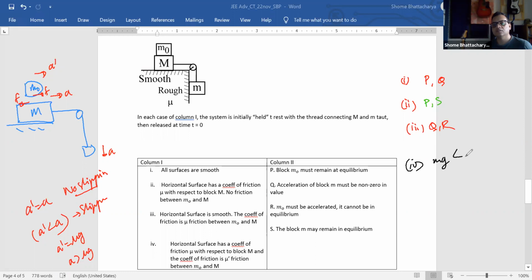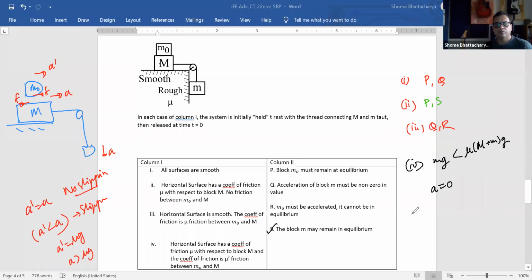it is less than mu (M plus m naught) g. Okay, then what will happen? Acceleration of all three will be zero. Okay, if so, one thing we can definitely say here is that this may remain in equilibrium.